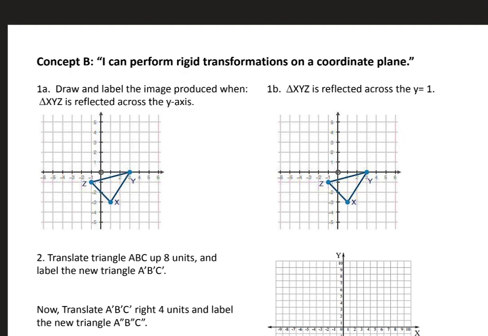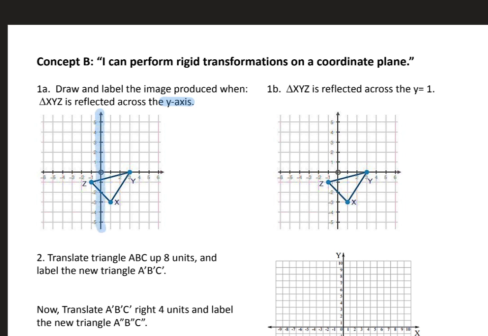All right, now let's look at concept B. So concept B is I can perform rigid transformations on a coordinate plane. So it says draw and label the image produced when triangle XYZ is reflected across the y-axis. So first I'm going to figure out where the y-axis is. So the y-axis is this axis right here.